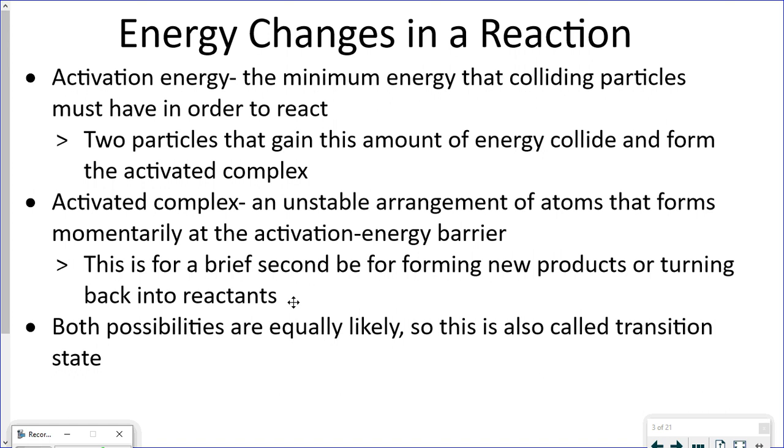Depending on how they collide, how they're oriented towards one another, will determine if they're going to make new products or simply separate back out again. It's kind of a 50-50 shot, and both possibilities are equally likely. Sometimes this activated complex is also called our transition state, because it's going to be transitioning from reactants to products if everything's working as it should.